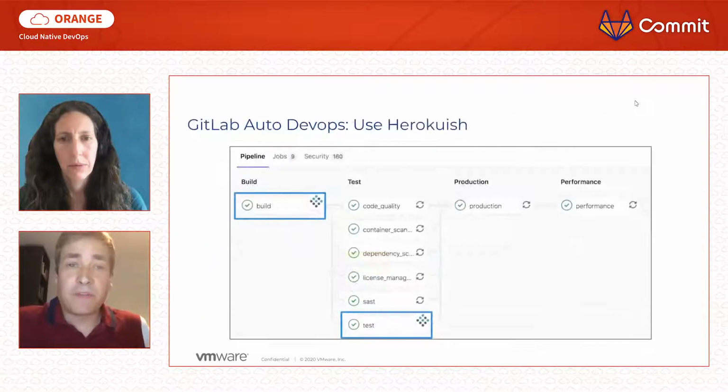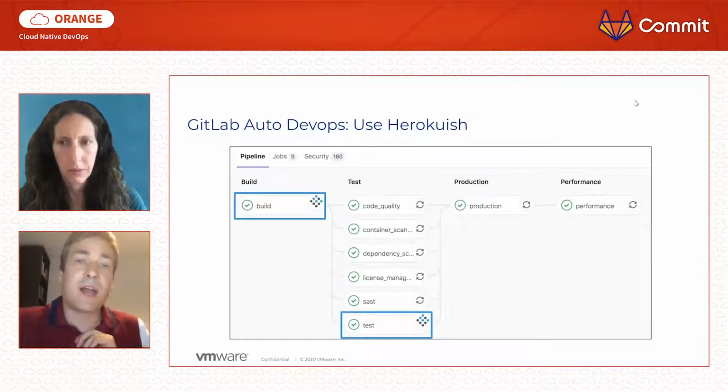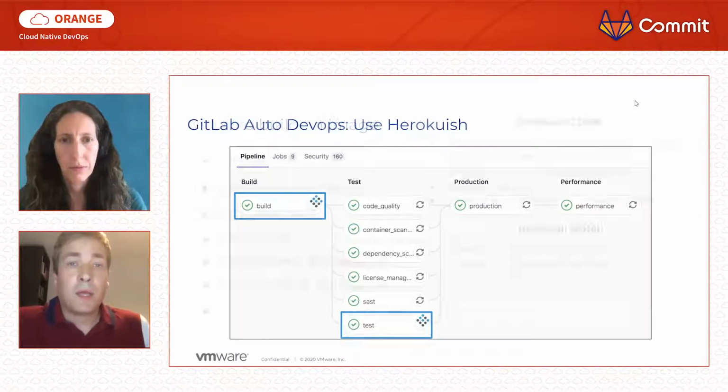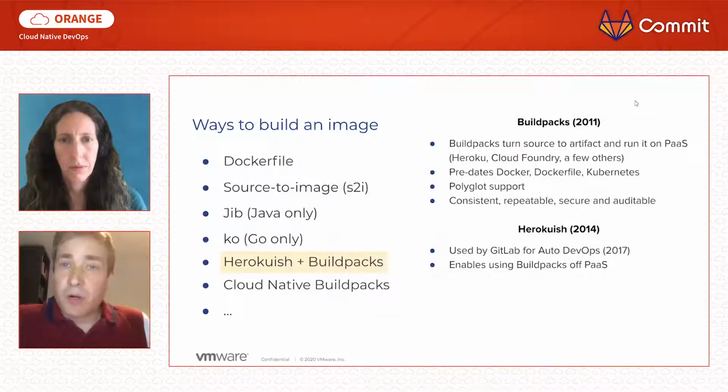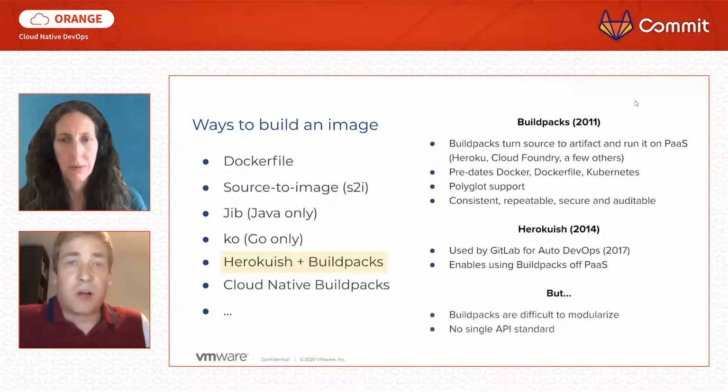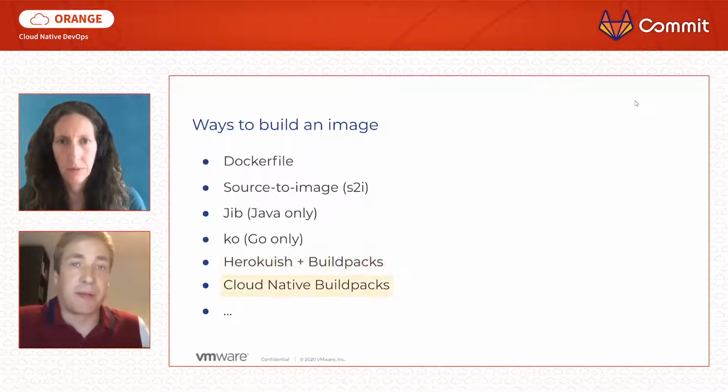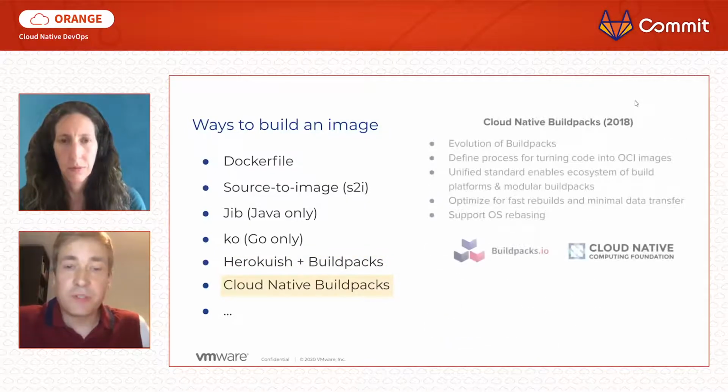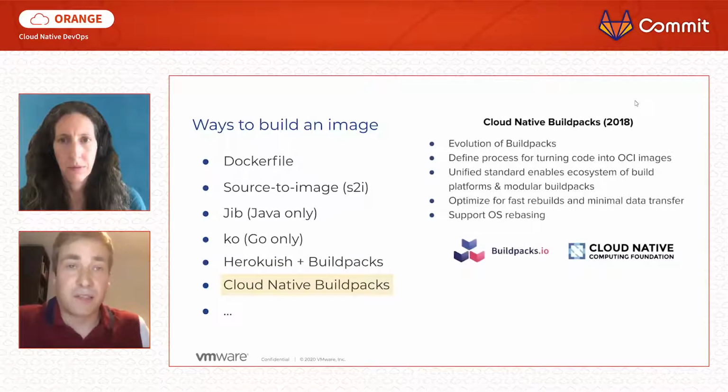In case you're not familiar with AutoDevOps, the idea is to provide a CI/CD pipeline without the need for any YAML configuration or Docker files. For the build and test sections of the AutoDevOps pipeline, GitLab uses Heroku-ish by default. But those original Heroku Buildpacks from 2011 were also difficult to modularize, and they didn't have a single API standard. And that brings us to Cloud Native Buildpacks, the natural evolution of the original Buildpacks.